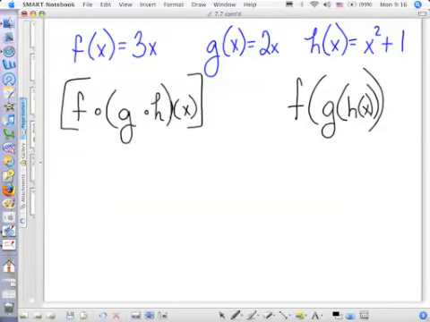Okay. But don't let all the letters confuse you. Start with the first function. The first one is f, right? Okay, so it's 3x. All right, so for x, I'm going to put some parentheses because stuff's going in there. All right, the next thing to go in there is your g function, which is 2x.